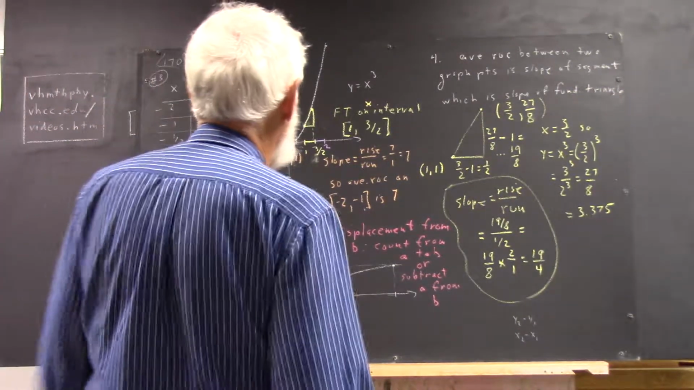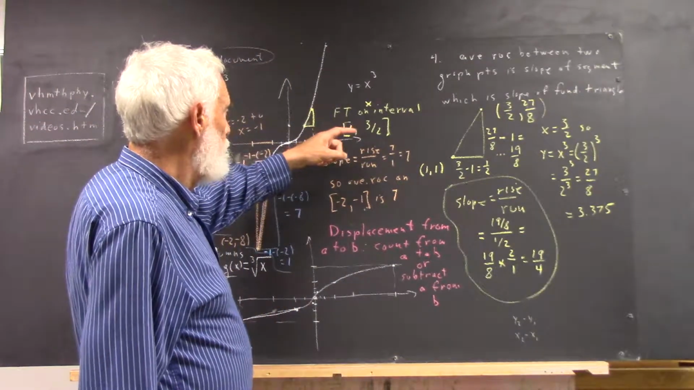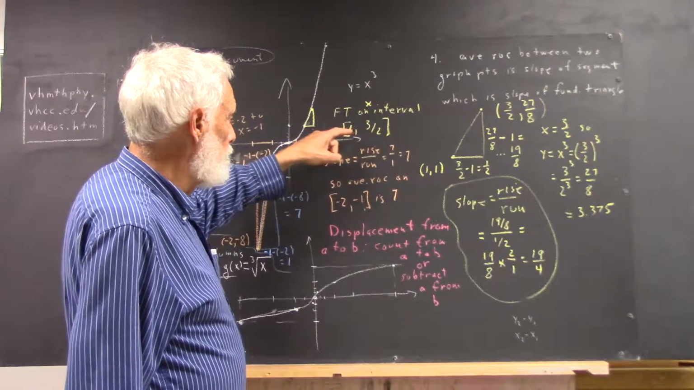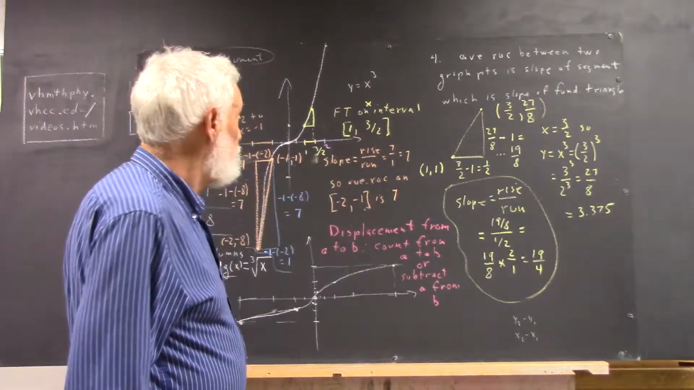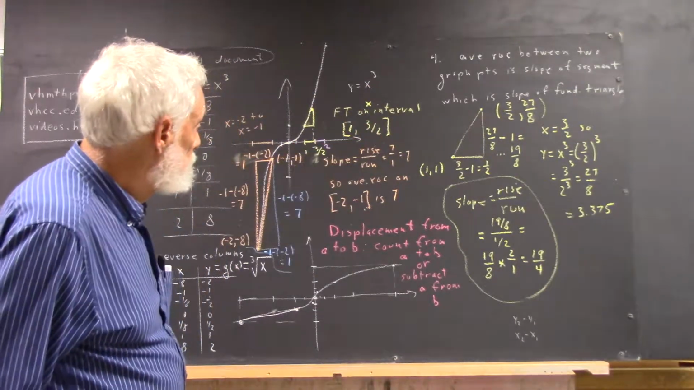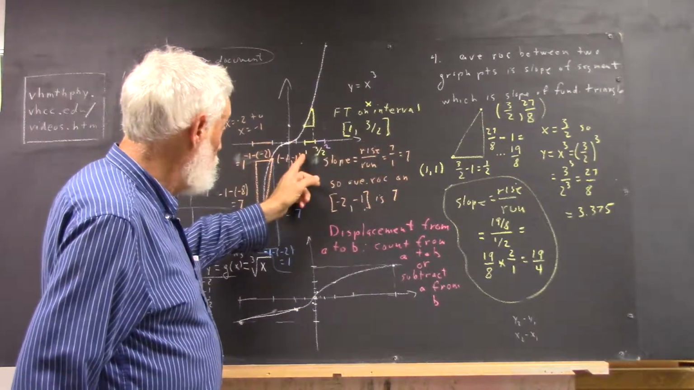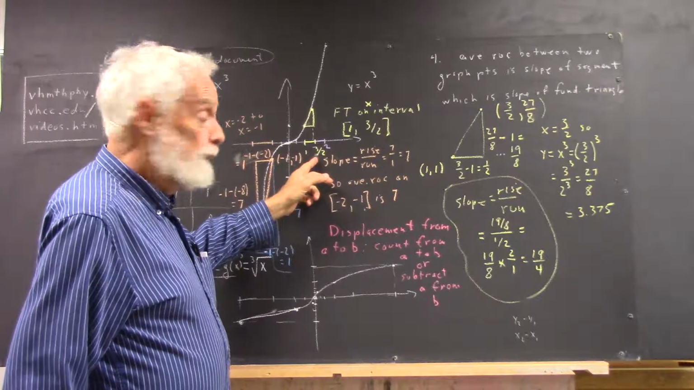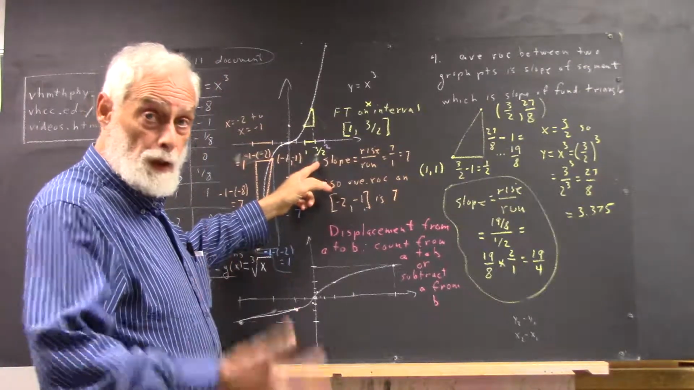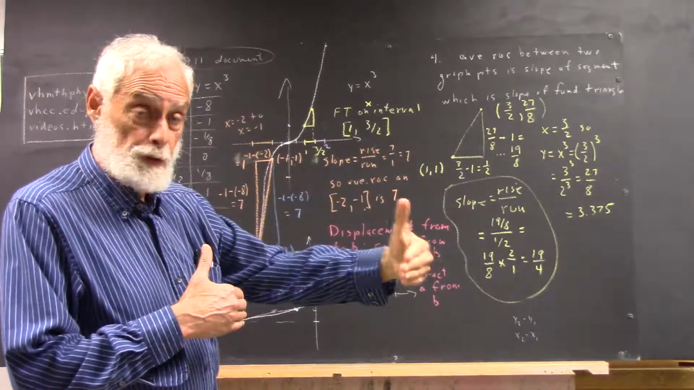Okay, so we want to do the fundamental triangle on the x interval from 1 to 3 halves. Where's that interval? Well, it's on the x-axis. We go from 1 to 3 halves. And of course, 3 halves is 1 1/2, halfway between 1 and 2.